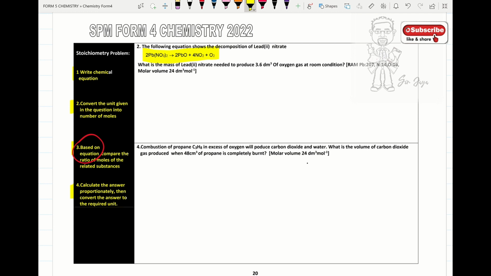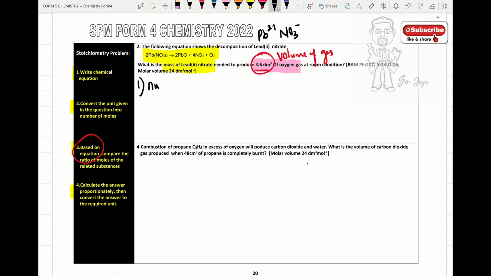In this first question, decomposition of lead(II) nitrate. The formula of lead(II) nitrate is Pb²⁺ and nitrate ion NO3⁻. Alright, so we check the requirement of the question. They want us to find the mass of lead(II) nitrate, and the given unit is 3.6 dm³ of oxygen gas. So this is known as volume, the volume of gas. So first we take the unit, we convert into number of moles.